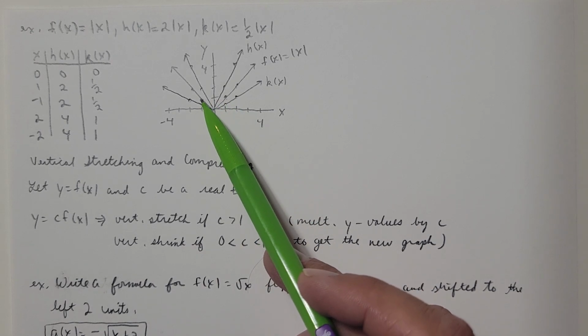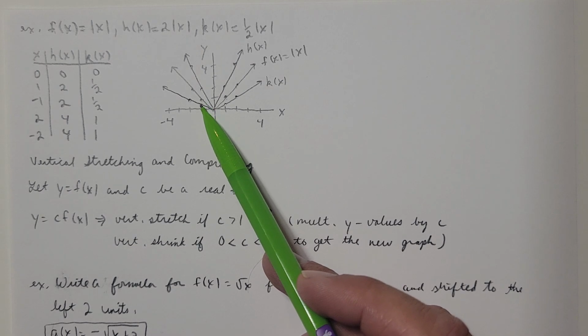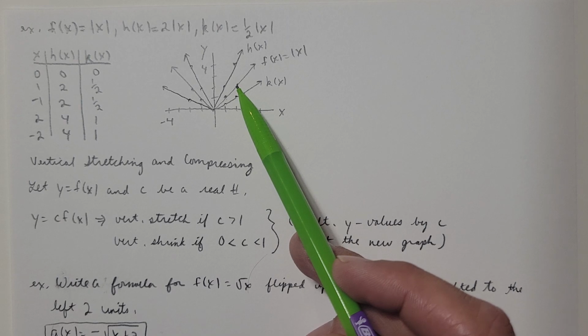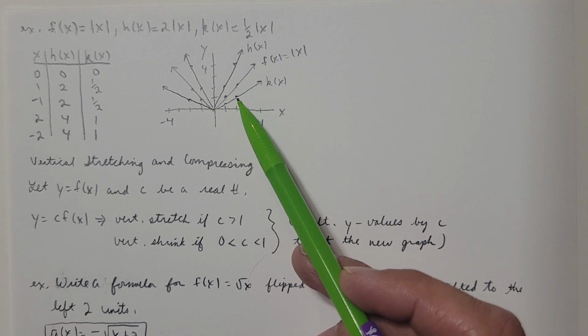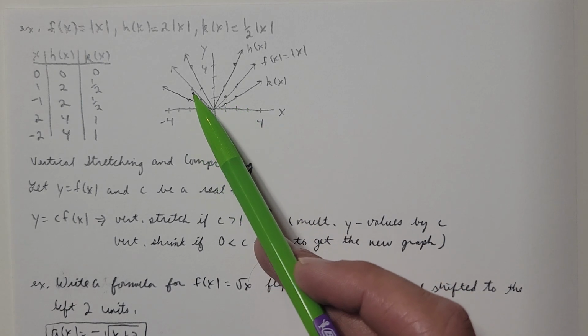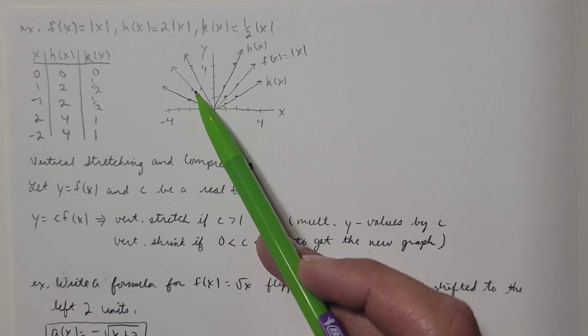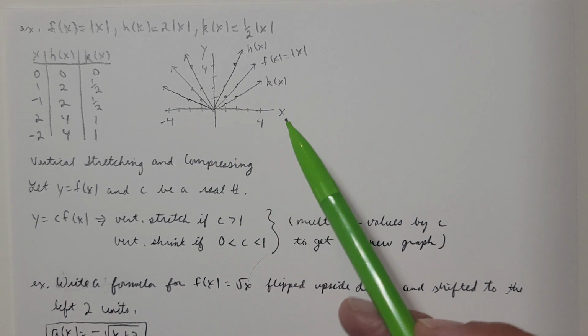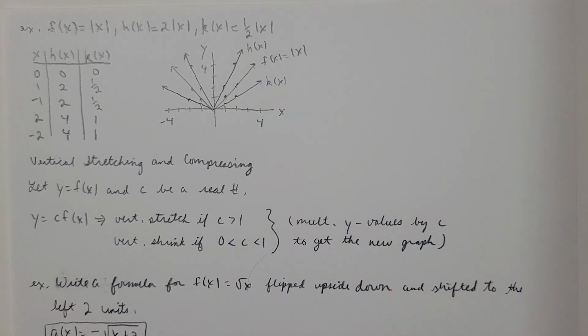Here's -1, 1. When I multiply the y value by 1/2, that brings me to -1, 1/2. Here's 2, 2. When I multiply the y value by 1/2, that brings me to 2, 1. And here's the point -2, 2. When I multiply the y value by 1/2, that brings me to the point -2, 1. So all I'm doing is multiplying all the y values by 1/2 to get the graph of k.